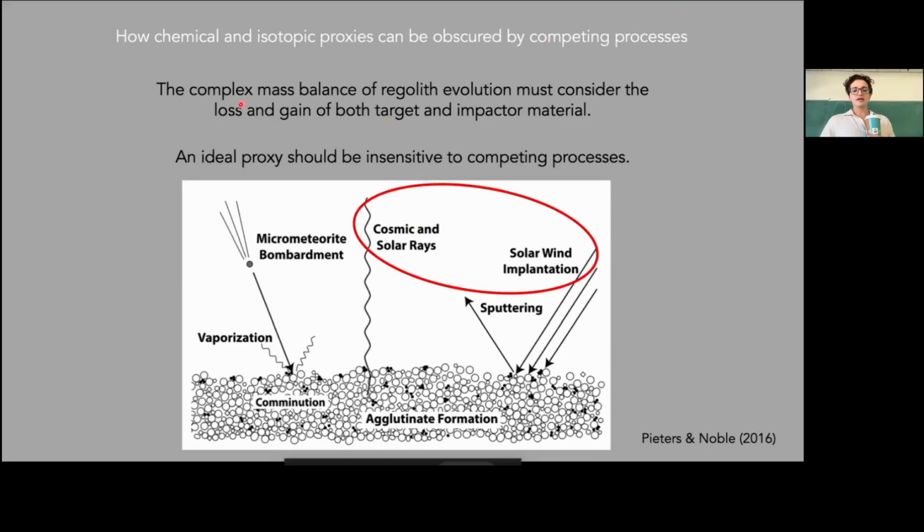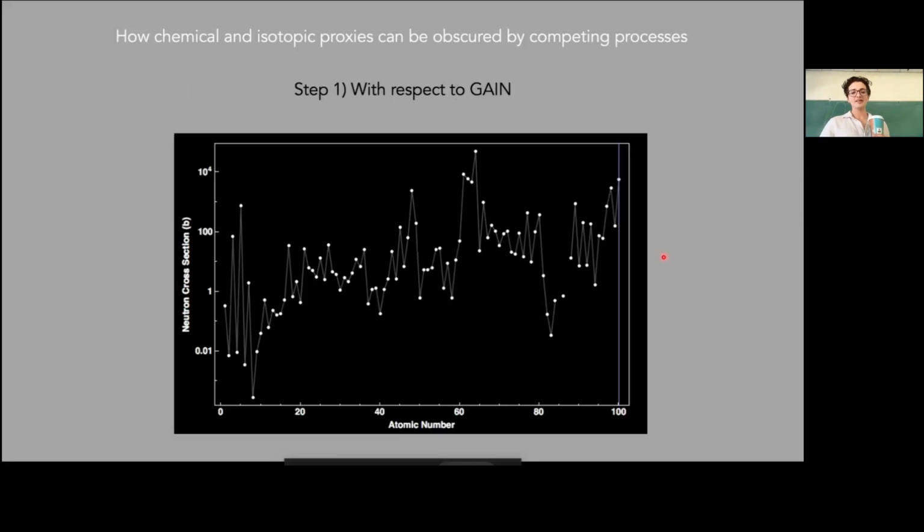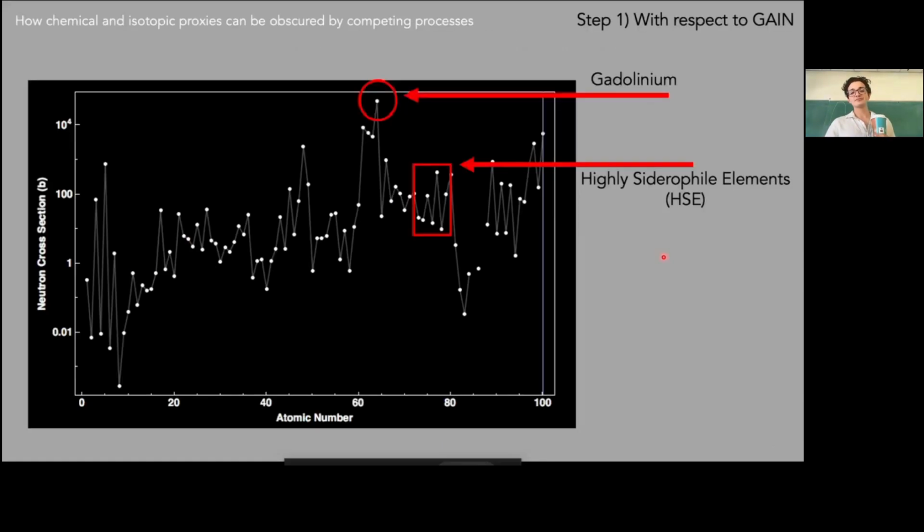This is a great figure showing this grab bag of processes that we lump into the idea of impact processing and space weathering. I've circled two here, cosmic ray and solar wind implantation. These two processes reflect energetic particle reactions that relate to forming weird isotopes. More or less, the sensitivity of these reactions relates to the neutron cross-section of the element present there.